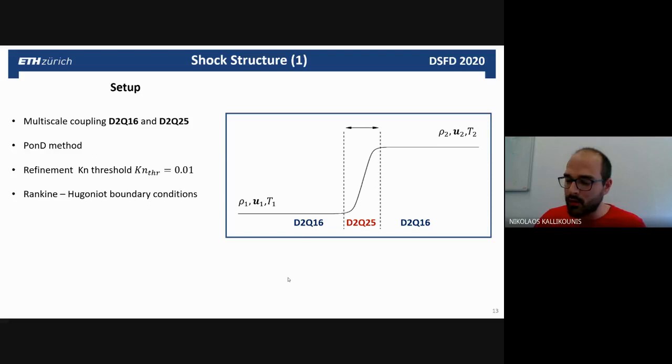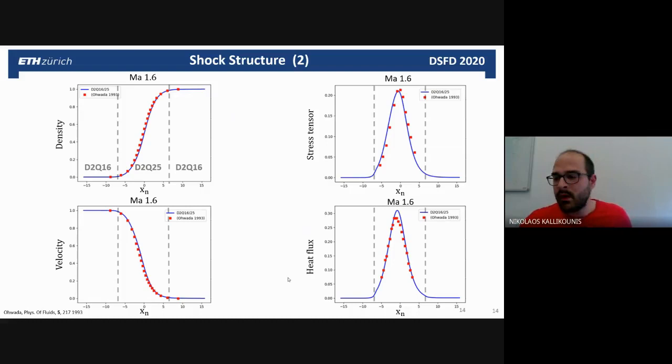The results from the multiscale simulation for the case of Mach number equal to 1.6 are shown in these plots, where the normalized density, velocity, stress tensor, and heat flux profiles are presented. The simulation results correspond to the blue lines on the plots, while the red squares correspond to reference data. The gray lines on the background again indicate the interface of the different velocity sets. And we can see that the multiscale runs agree very well with the reference data, with some small deviations occurring mainly on the heat flux profile.